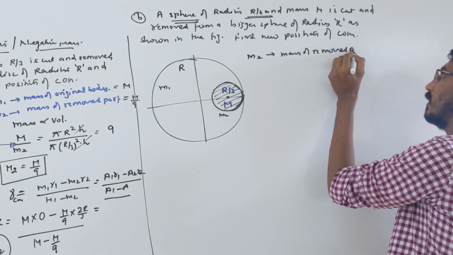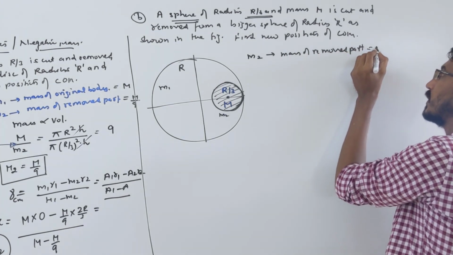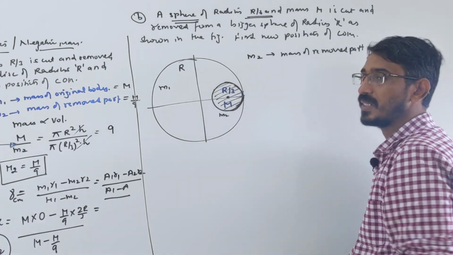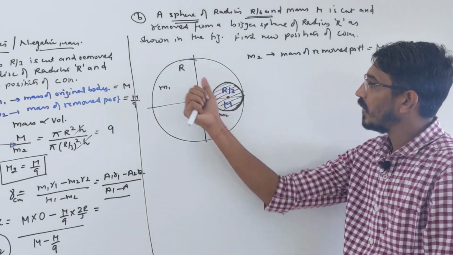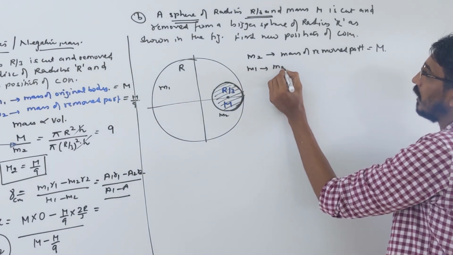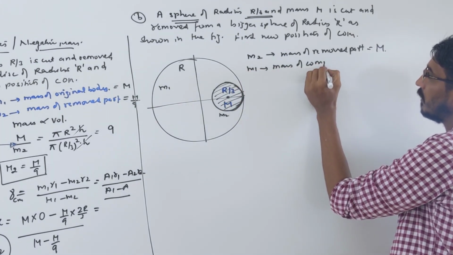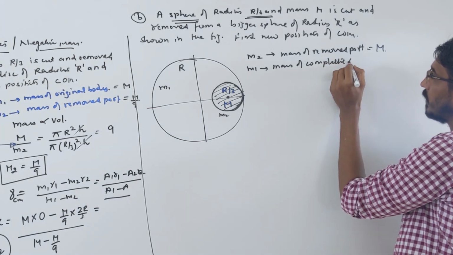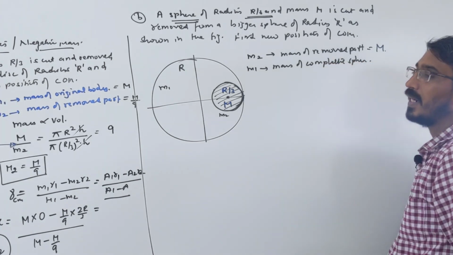So this is already given to us. How much is given? M is given. This time this is given as M. Then first you have to calculate M1, which is the mass of the complete or original sphere, right? Now that you have to calculate.